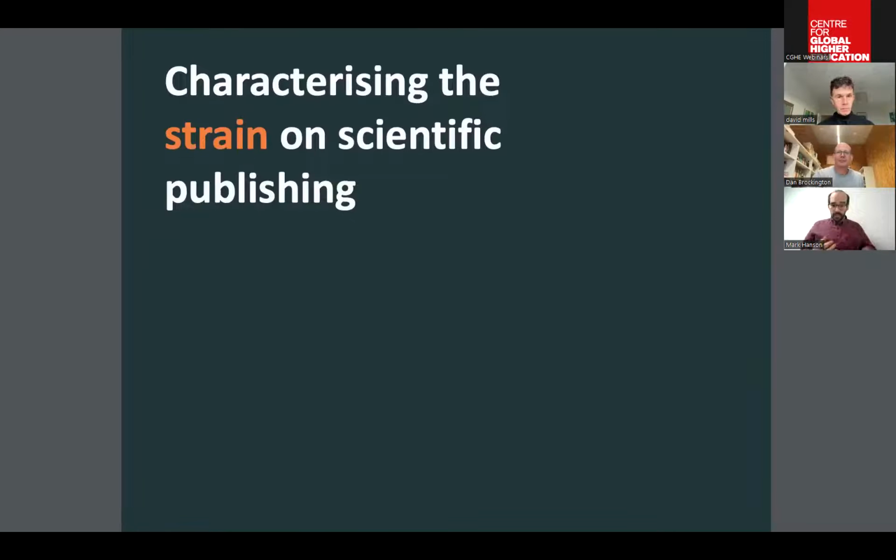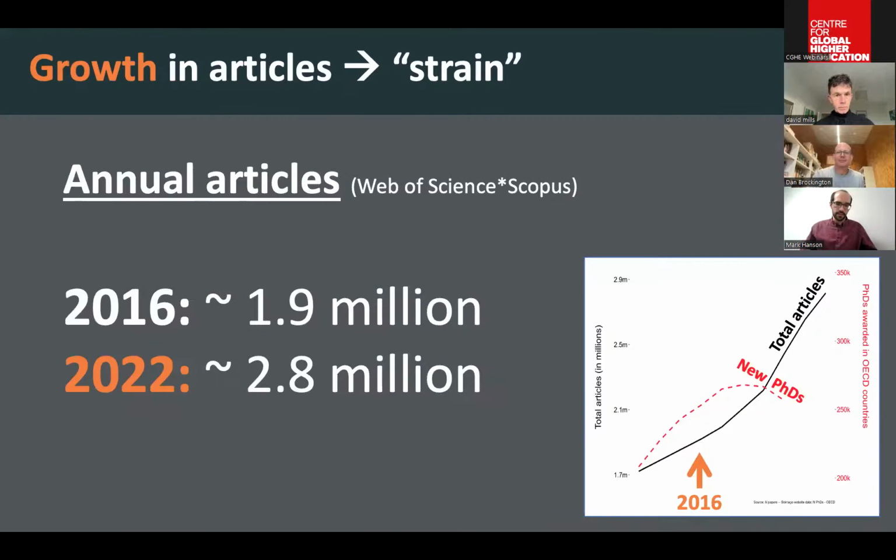And so when we talk about our results, we're talking about this strain on scientific publishing. And this is our effort in order to characterize this strain. Fundamentally, Dan was alluding to this earlier, we have this exponential growth in total articles. We have a lack of growth in PhDs or researcher hours equivalent. And this is the growth in annual articles at this intersect of both Web of Science and Scopus.